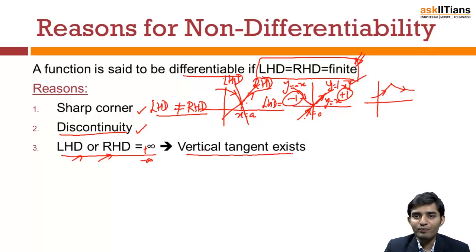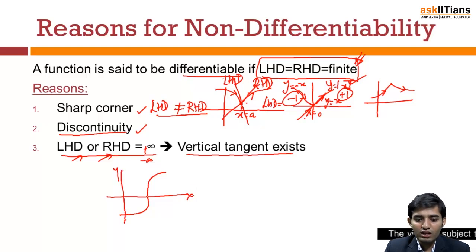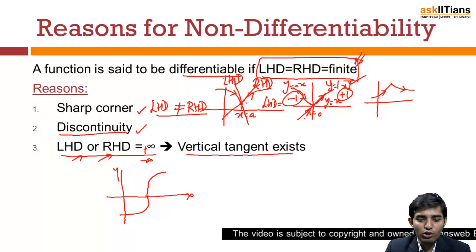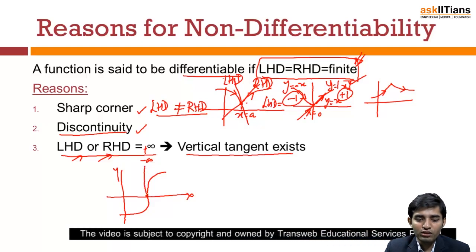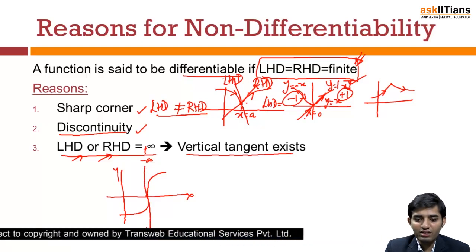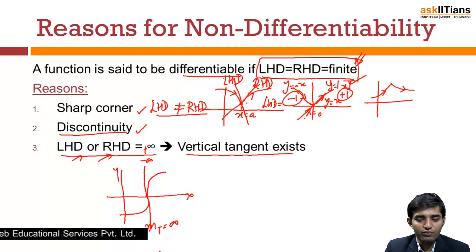Vertical tangent means the tangent line will be vertical, so the slope is infinite. Suppose I can have a graph like this. Suppose the graph of some function is S shaped, like this. This is the x-axis, and somewhere here is the y-axis. At this point, what will be the slope of the tangent? The slope of the tangent will go up to infinity.